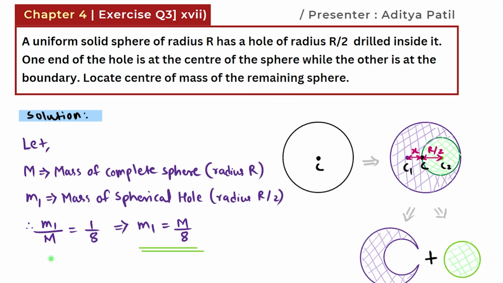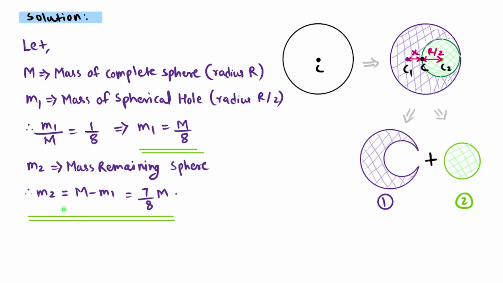And if you were to solve this equation, we will get the ratio of m1 is to M as 1 is to 8, or m1 in terms of the mass of the complete sphere is M by 8. So basically the spherical hole that we are taking out is 1 by 8 times the original mass. So if we know the mass of the complete sphere and the mass of the spherical hole, calculating the mass of the remaining sphere becomes quite easy.